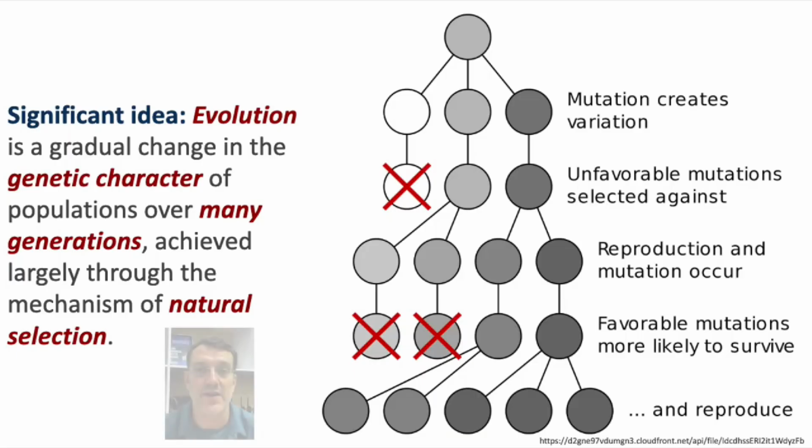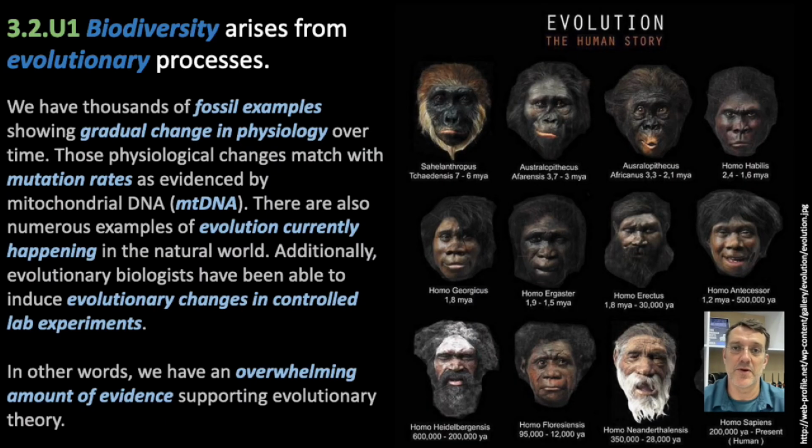Let's get into it. First up is that evolution is a gradual change happening over many, many generations. It is a genetic change that leads to changes in physical appearance, or the phenotype, of an organism, driven by a process called natural selection. This is Darwin's big idea, originally published in The Origin of Species in 1859.